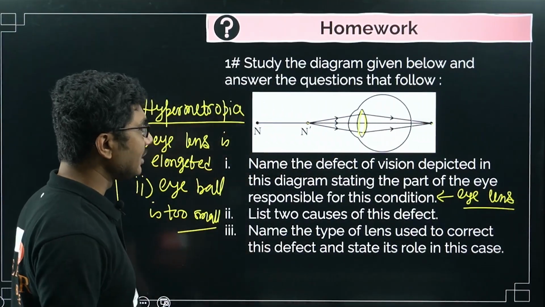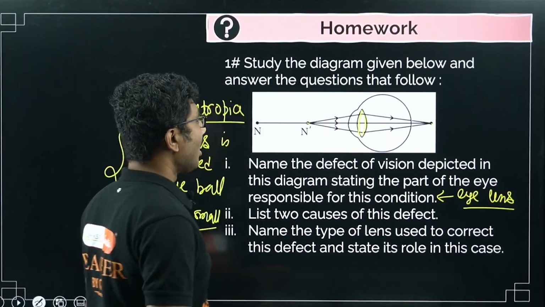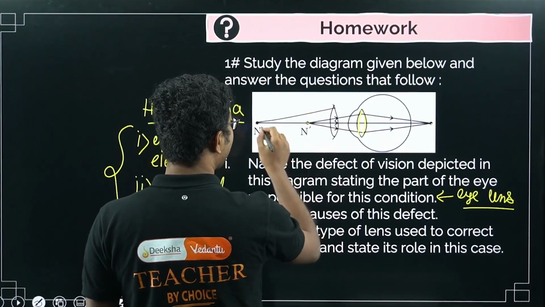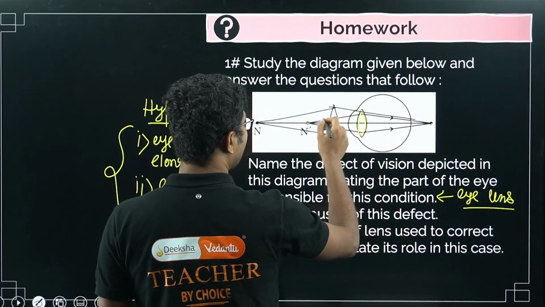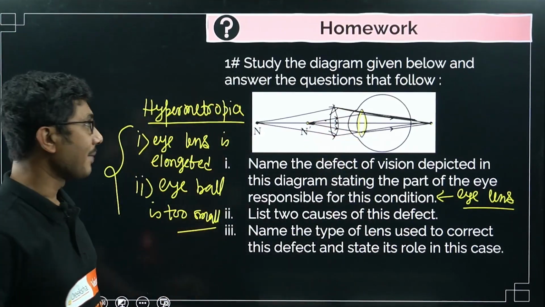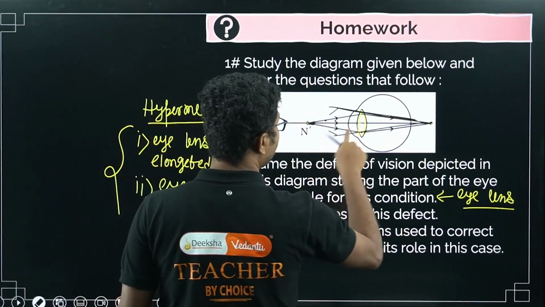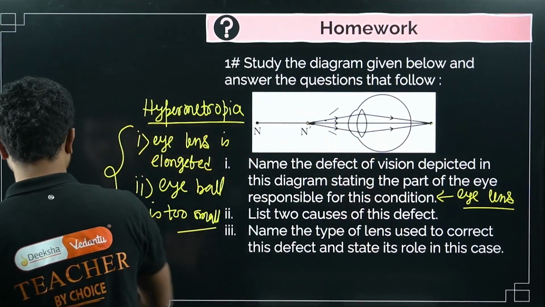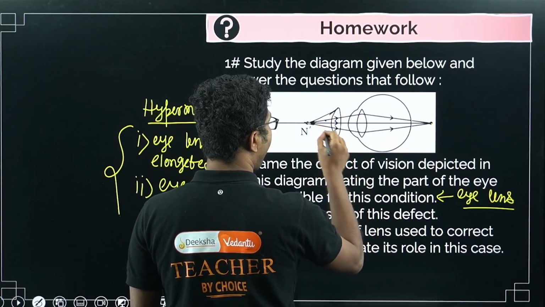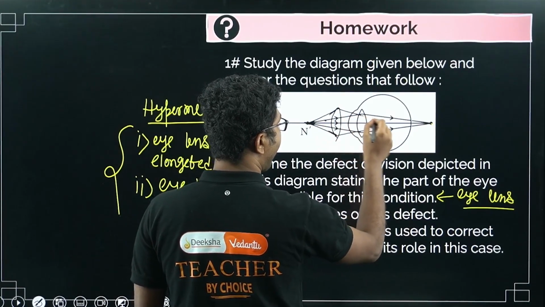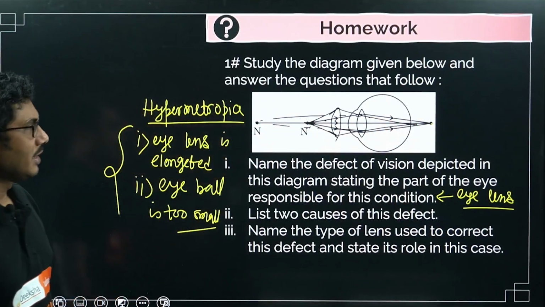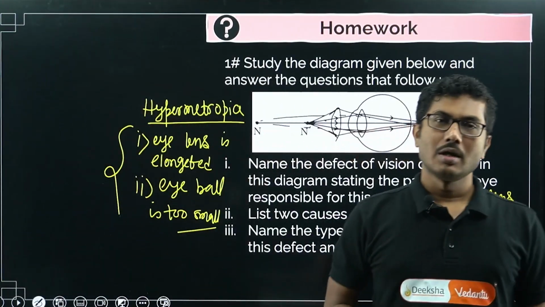Next is name the type of lens used to correct the defect, state its role in this case. So we need a convex lens. Okay, we need a convex lens to make sure that the rays coming from this are actually focused on the retina, and they appear to come from here. Okay, so basically what is happening, sorry, my mistake, this is not the ray diagram. If you use a convex lens, what happens is the ray from here, so they appear to come from here. Okay, so you need a convex lens to correct this kind of refractive error.